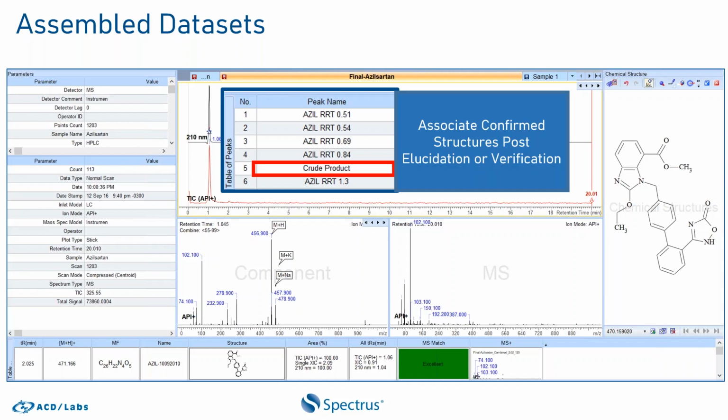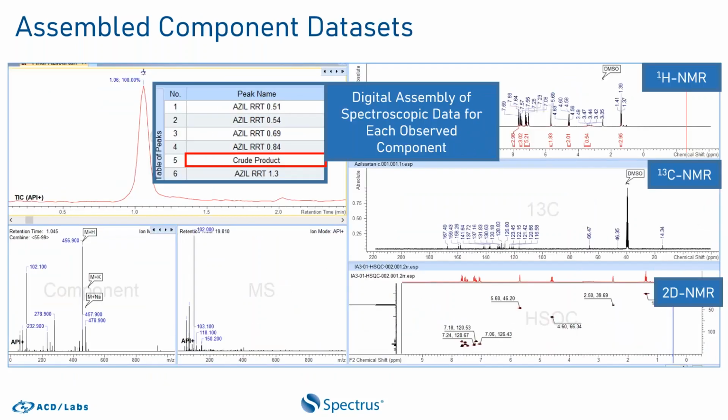So in this case, we have this crude product, which we don't have an identity for, but we wanted to track this particular crude product. What we can do is database those results. And as you collect more analytical information about this particular component, you can add that to the actual database record itself.